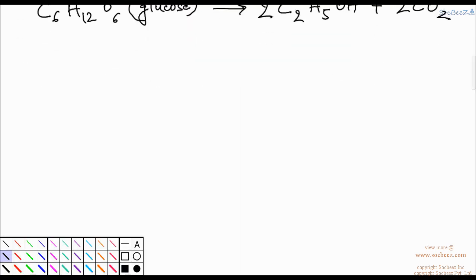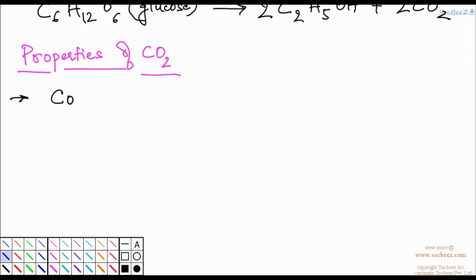Now we are going to see some properties of carbon dioxide. Some properties you very well know. What is the color of carbon dioxide? Carbon dioxide is colorless because you cannot see it in the atmosphere, although it is present. Can you smell carbon dioxide? No, you cannot smell, so it is also odorless. It is colorless and odorless.